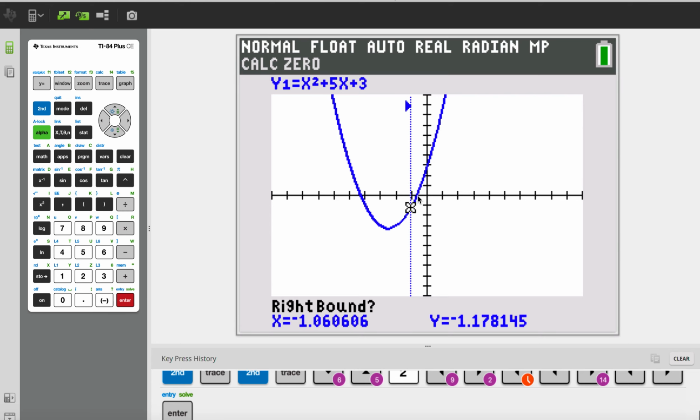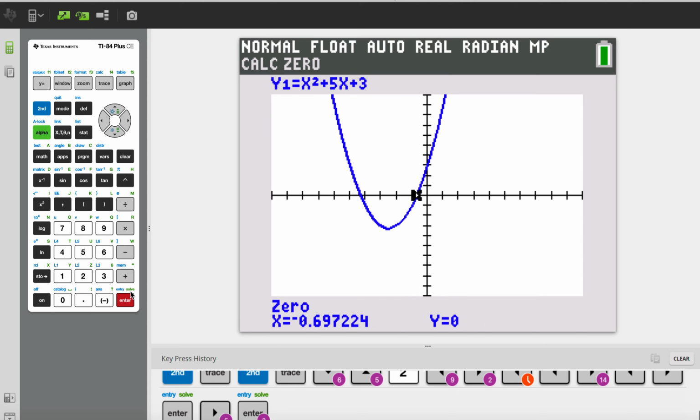So my root is here, so I have to go to the right side of the root, which is about here, and then do enter. And now it asks you to guess. You don't have to care about that. You just do enter again. And now, congratulations. You found your first root, that is negative 0.697224.